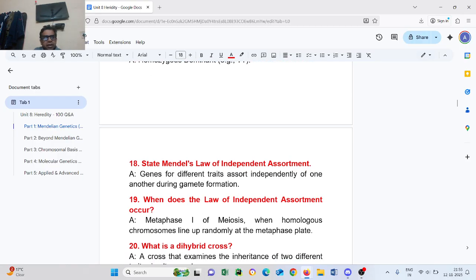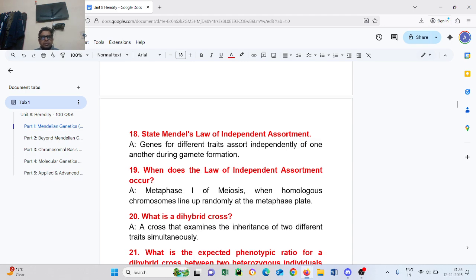Question number 19. When does the law of independent assortment occur? Metaphase 1 of meiosis.